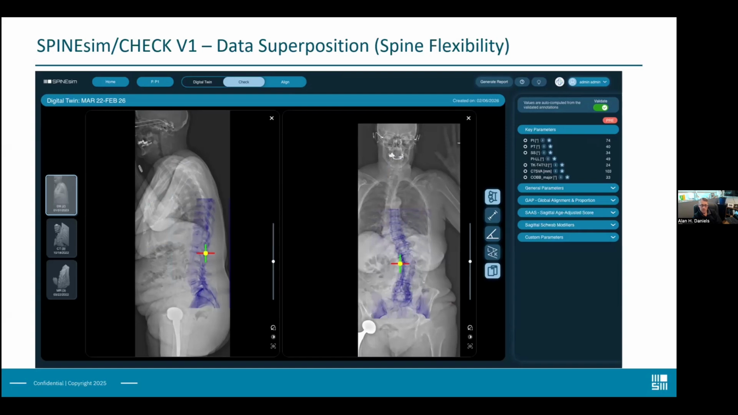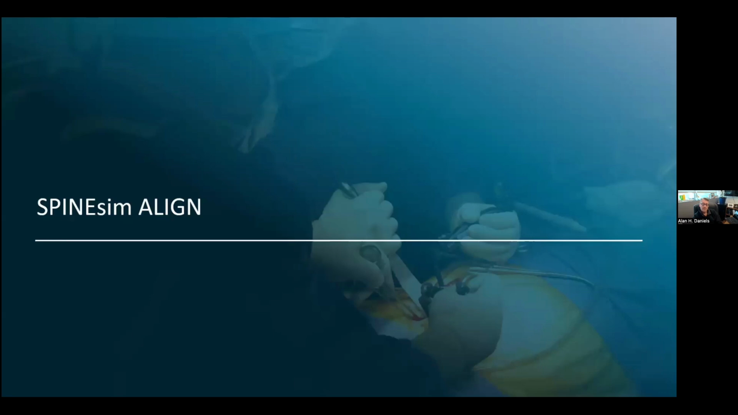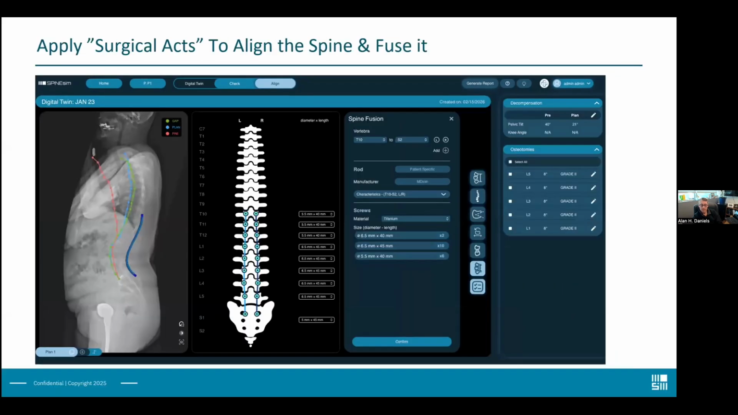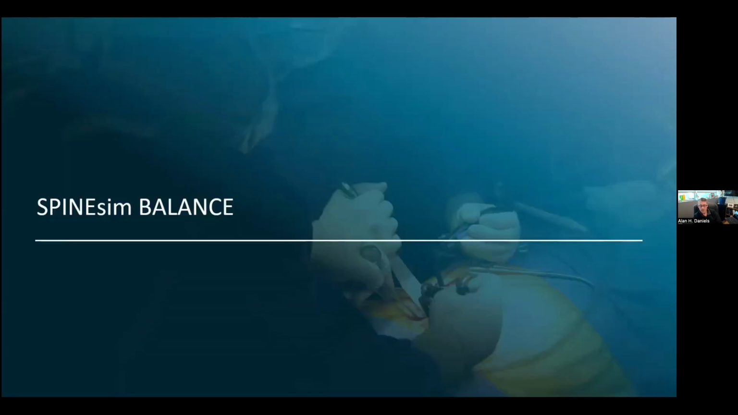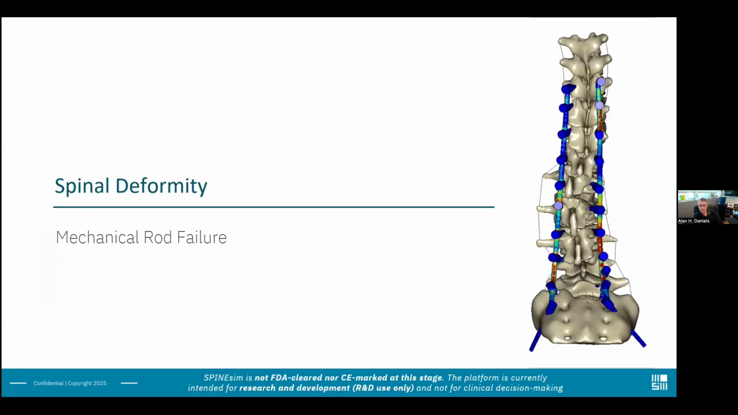And then you can start superpositioning things like spinal flexibility on what it looks like when the patient's laying down in the CT scan, how flexible are they, and then digging deeper into the alignment. And eventually surgical planning, where we can then start planning where the screws go, how the fixation is going to be, and what the balance will be after we fix the patient.